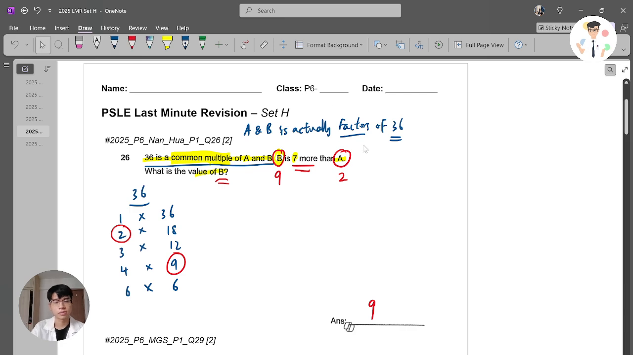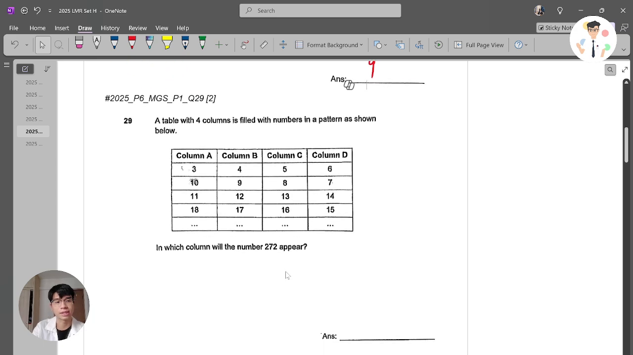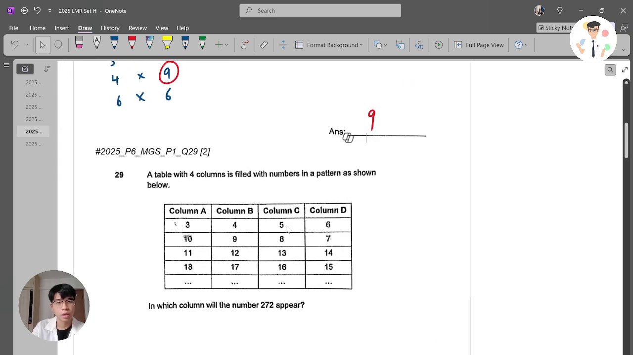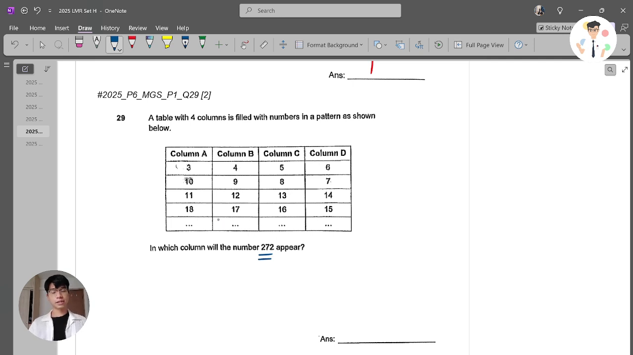So yeah, simple question. Let's move on to our next question from MGS Paper 1, question 29. It says that a table with 4 columns is filled with numbers in a pattern as shown below. In which column will the number 272 appear? Again, this is a pattern concept, and we call it a grid pattern.